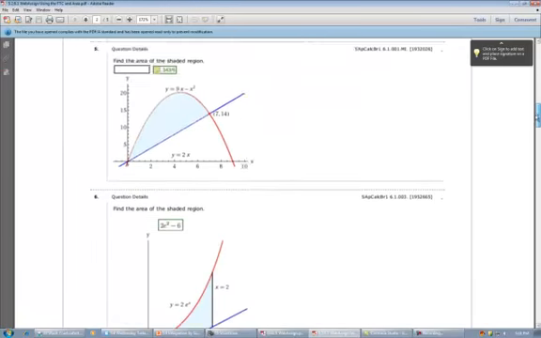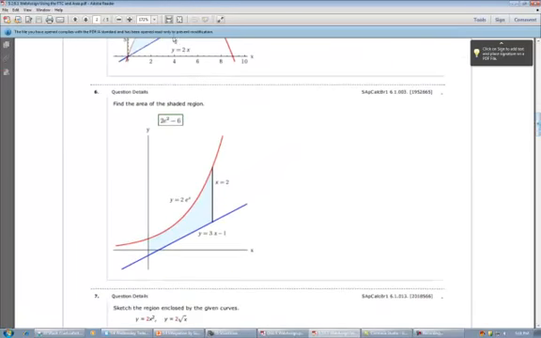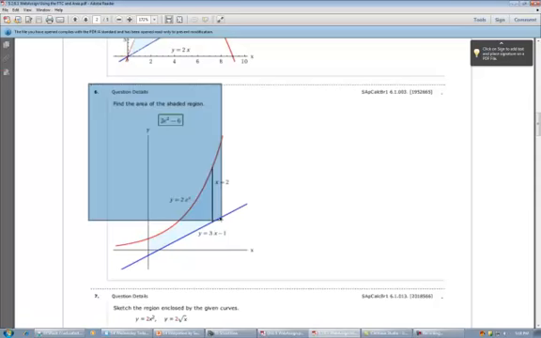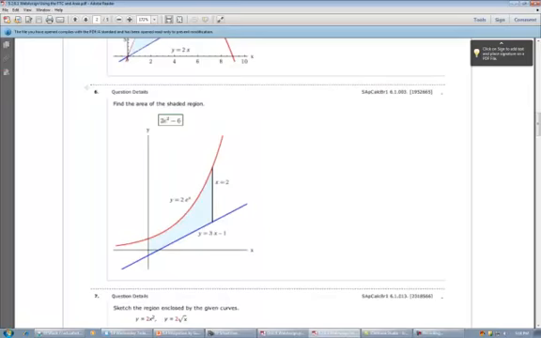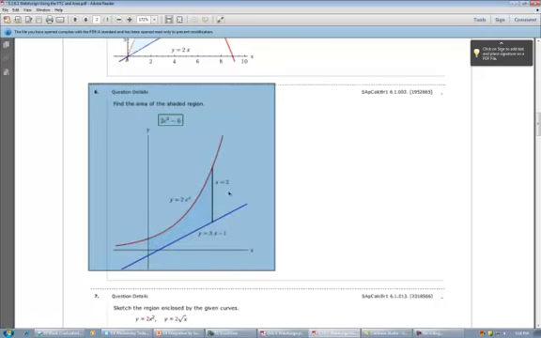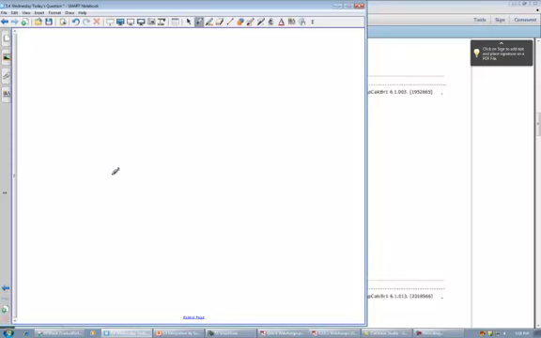So number 6, right, which is this one right here. There we go. All right, so on number 6, you're supposed to find the area of that shaded region. So let's do that.